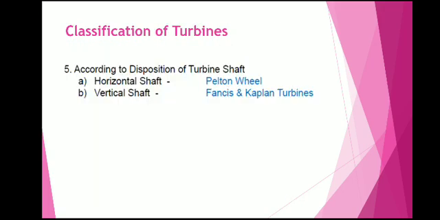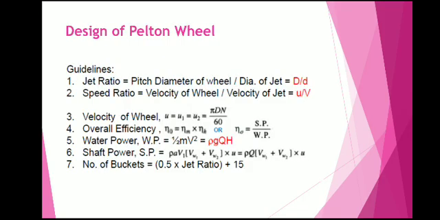And the last classification is according to the disposition of the turbine shaft: horizontal shaft and vertical shaft. So the horizontal shaft is the Pelton wheel, and the vertical shaft is the Francis and Kaplan turbine.